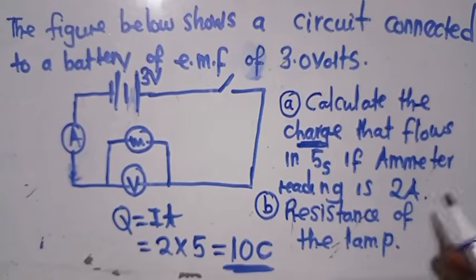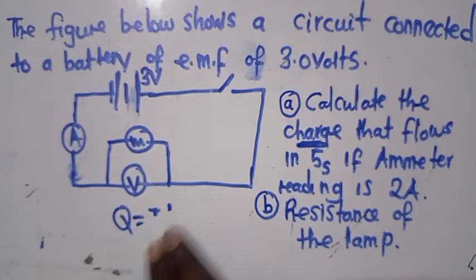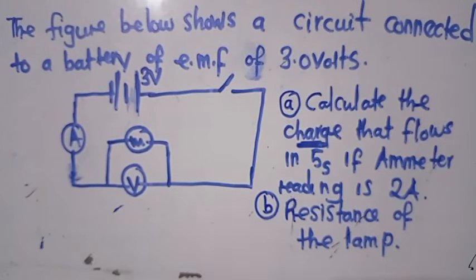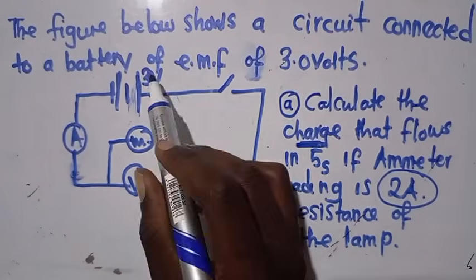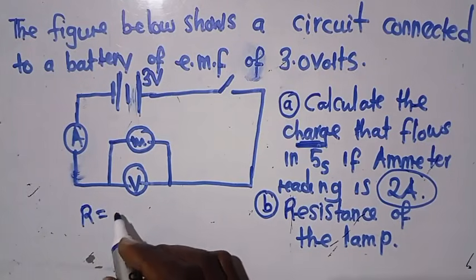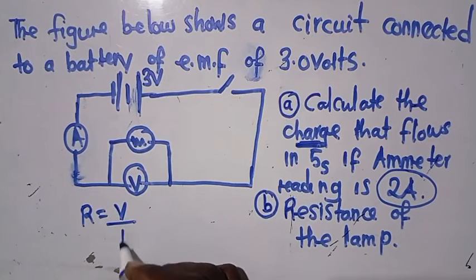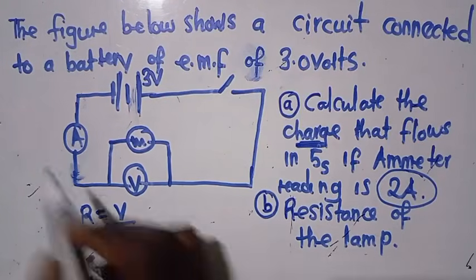So how can you answer this particular question? There is a formula that you need to write. To find the resistance, what are we given? We've got current and voltage given. Then you know that resistance is given by the formula voltage over current. I believe you know where all these things are coming from.